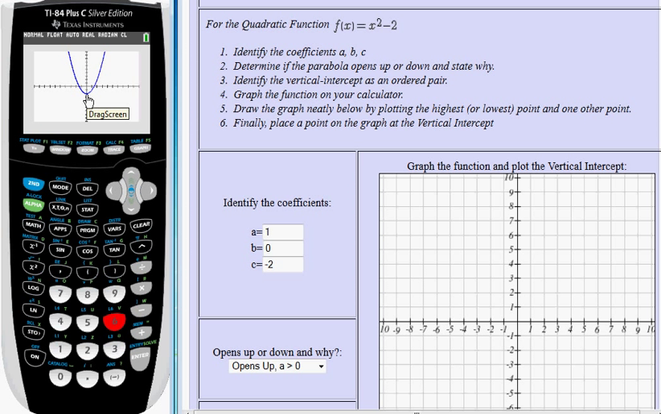So to show you an easy way on the calculator to get a second point, although it would not be hard to do it by hand, you could plug in any x value into the equation you'd like and square it, subtract 2, and get a y value, and that would be your second point.